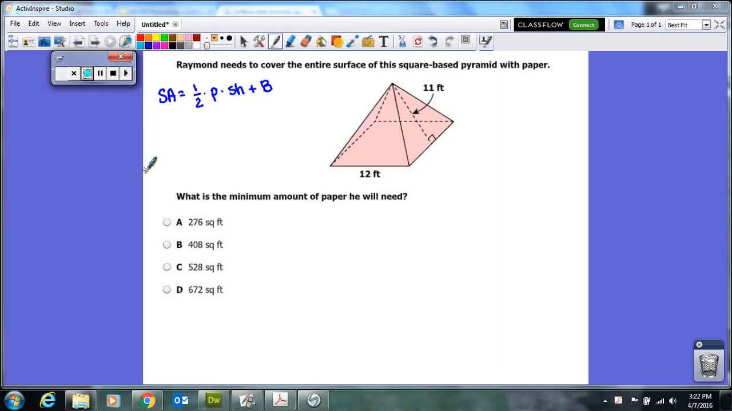This one's got a little geometry involved in it, and it says that Raymond needs to cover the entire surface of this square-based pyramid with paper. And it asks us what's the minimum amount of paper he will need.